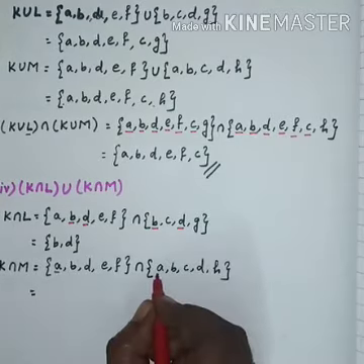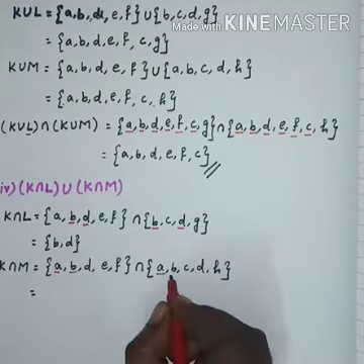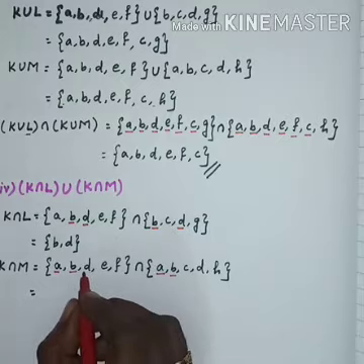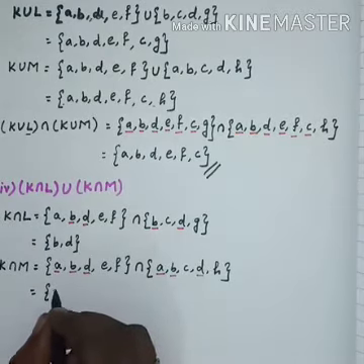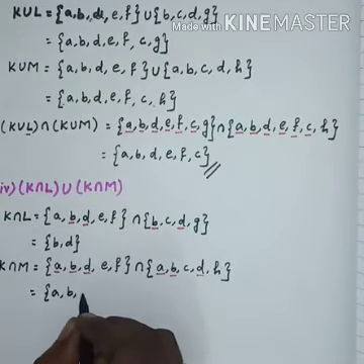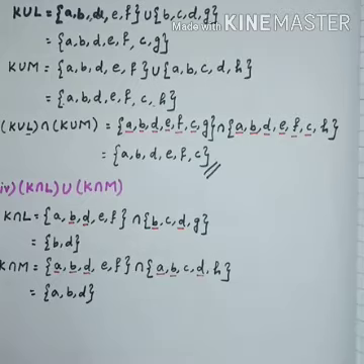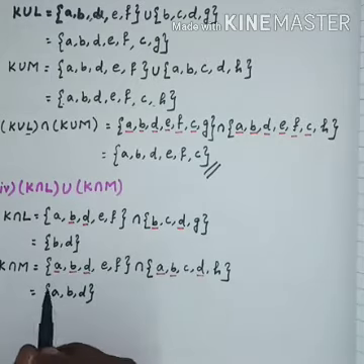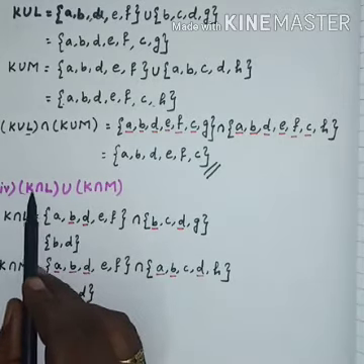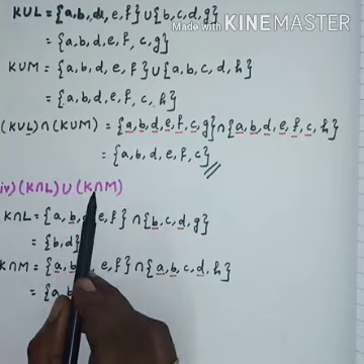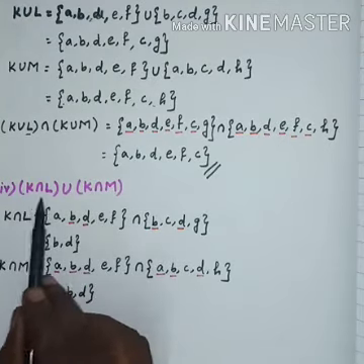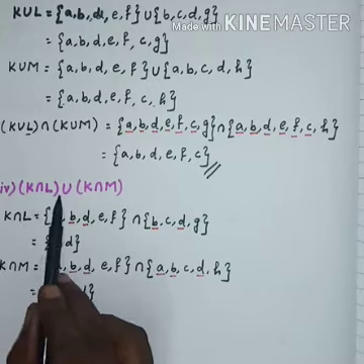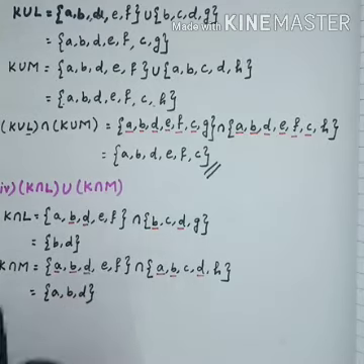So what are the common elements? A is the common element, B is the common element in both the sets, and D is the common element in both the sets. So the answer is A, B, D. These are the common elements in both the sets. So we found the elements of K intersection L, and then we found the elements of K intersection M. Now we have to find K intersection L union K intersection M.